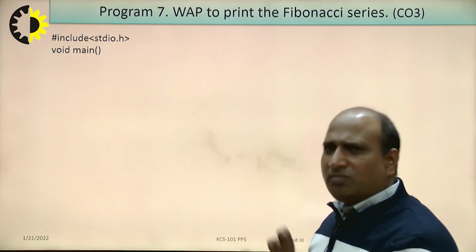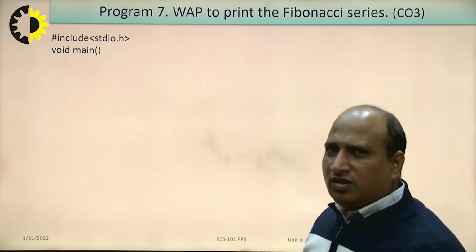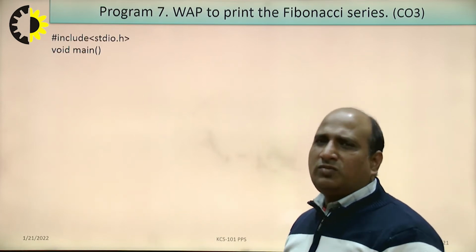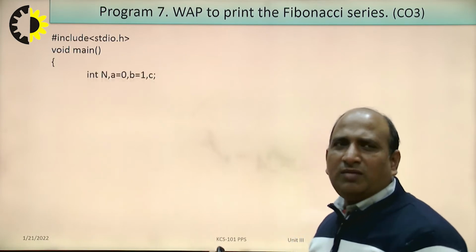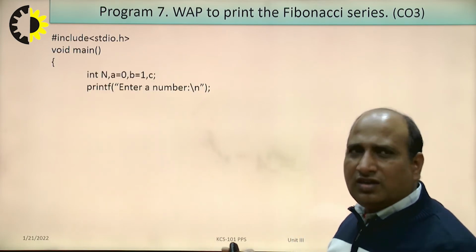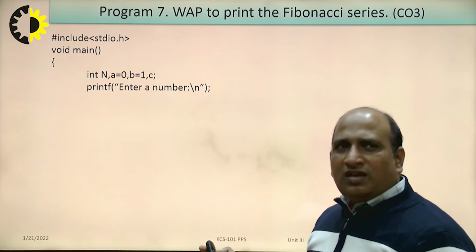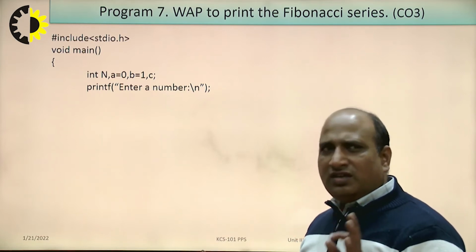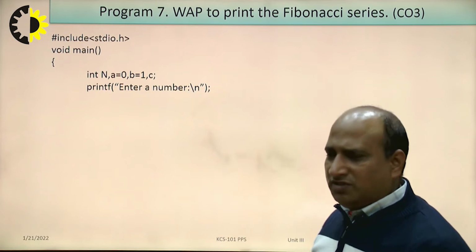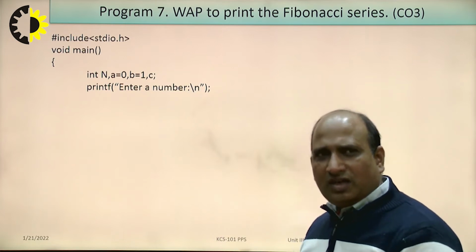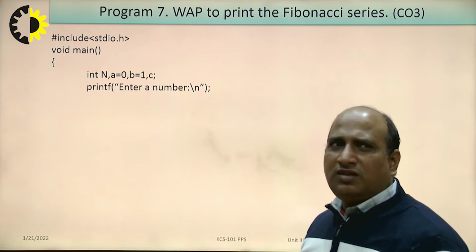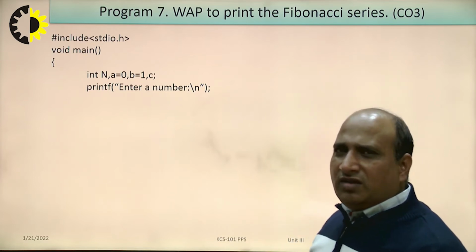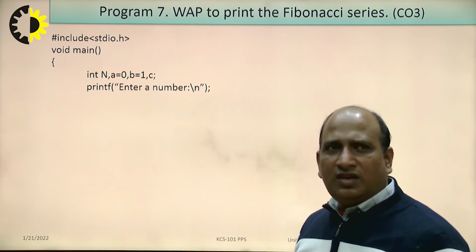so the number of terms has to be taken as input. Means the number of terms that we want to print in the series has to be taken as input, and for that I have declared a variable capital N. This is the number of terms. A is initialized as 0, which means the first term is A, initialized to 0, and the second term is 1, which has been initialized in the variable B. Now this variable C will be used for the next term.